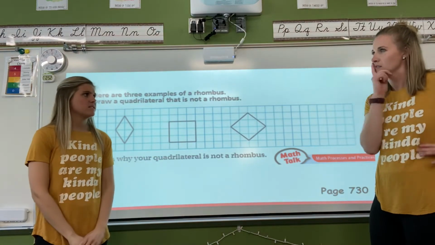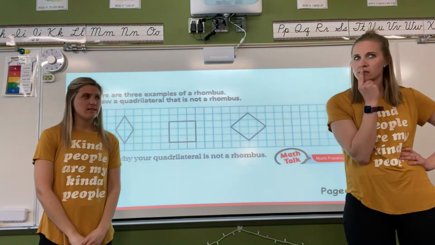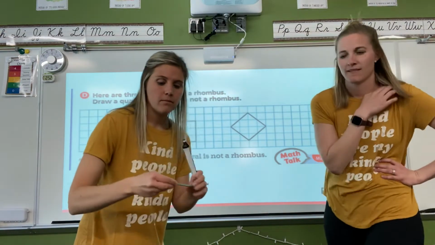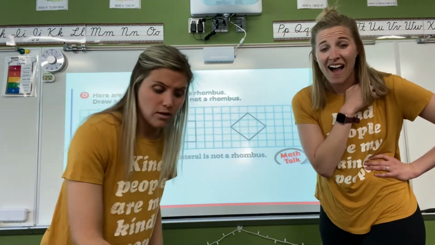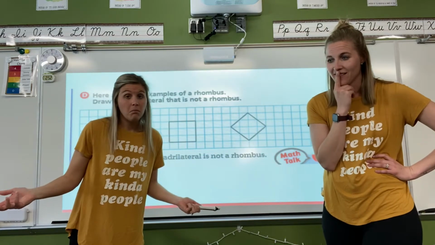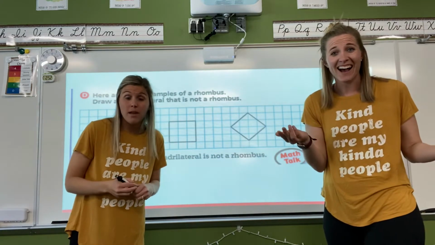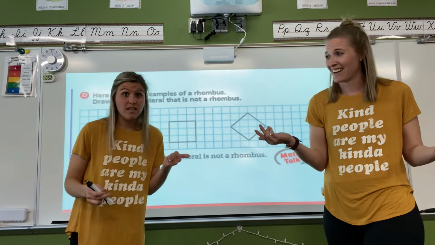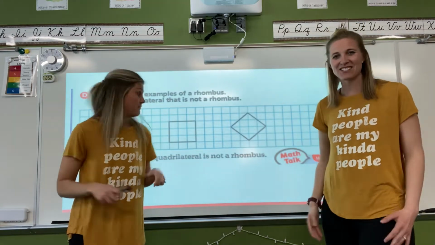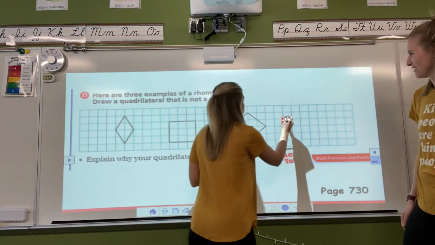What's a shape that doesn't have 4 equal sides? Should we call on someone? Yeah, let's call on someone. Ella, what do you think? What is an example of a shape that doesn't have 4 equal sides? Yeah, you said one of them. You're right. It could either be a rectangle or a trapezoid. Nice job. I'm going to draw a rectangle.